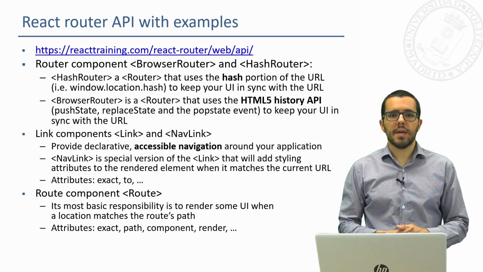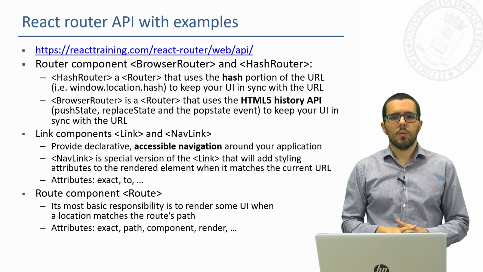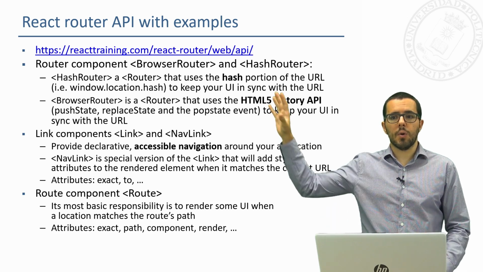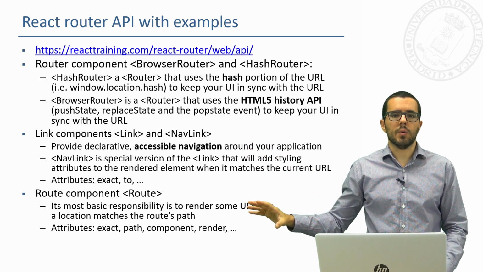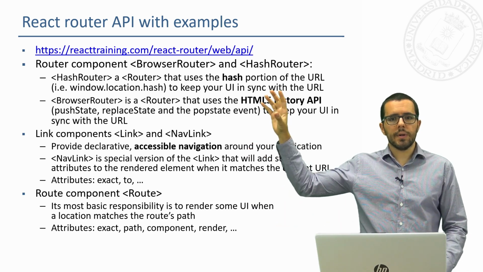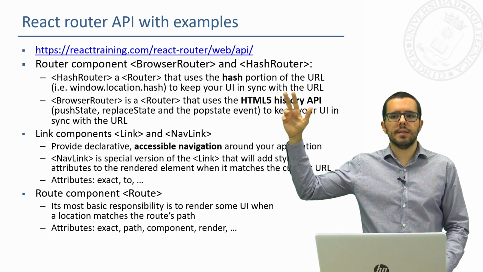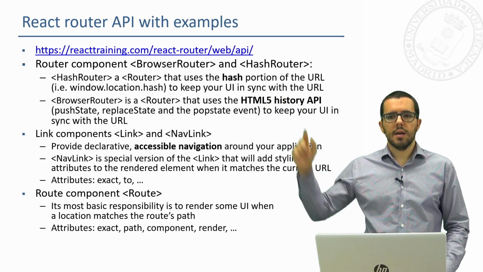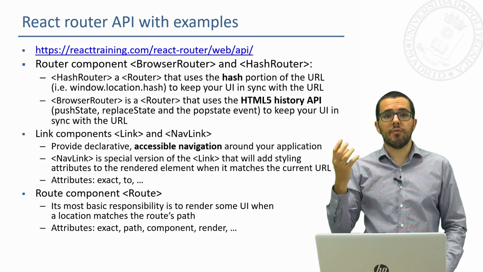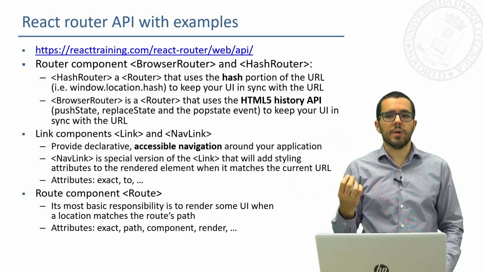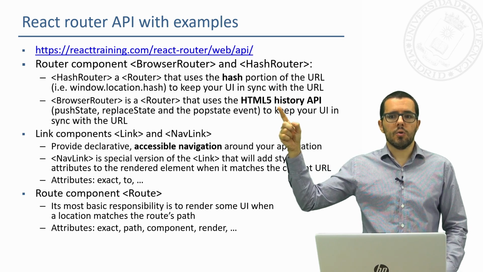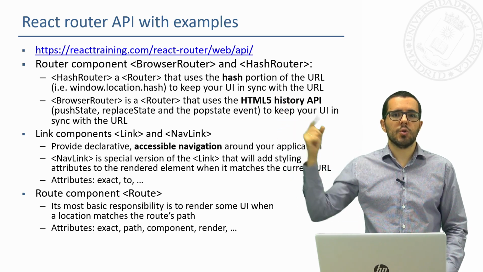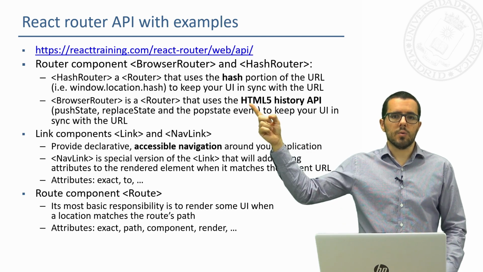Well, what are the APIs of React Router? In the first place, we have a router component, then we have a link component and a route component. The router component has at least two important possibilities to keep the info of what happened and the URL. It can be kept on the hash with hash router, or using the HTML5 history API in the browser router.